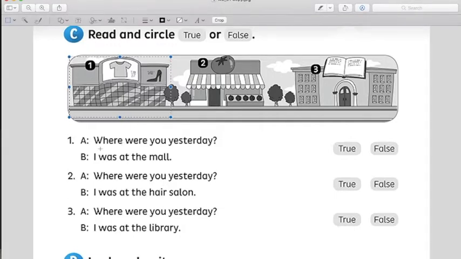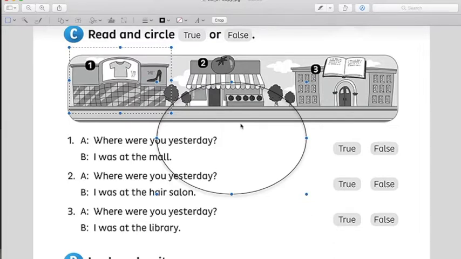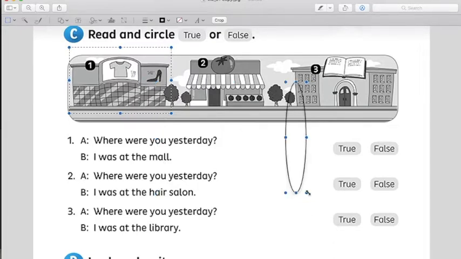Okay, so the sentence says, where were you yesterday? Where were you yesterday? I was at the mall. So you notice how they used you in the question? So in the answer, you have to say I. Where were you yesterday? I was at the mall. So is this the mall? Does this look like a mall? Yes, it does. So let's go ahead and circle true or false. So is it true or false? It is true because yes, it is the mall.